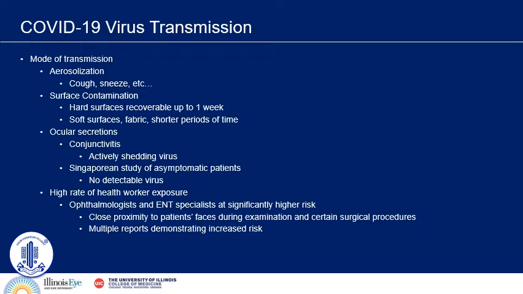It is also excreted in ocular secretions, but primarily in patients who have COVID-19 related conjunctivitis. These patients are actively shedding virus from their conjunctiva and are clearly infectious. A recent Singaporean study, however, of ocularly asymptomatic patients with COVID-19 was unable to recover virus from the conjunctiva at the same time they were able to isolate and identify virus from oropharyngeal swabs.